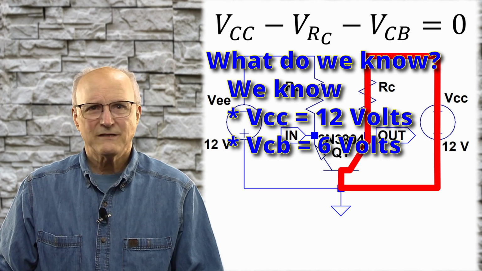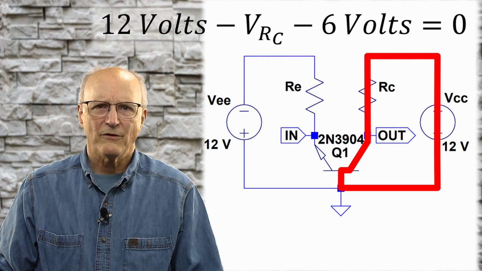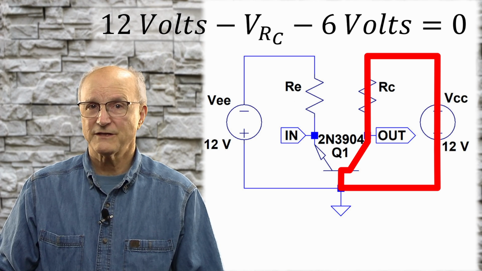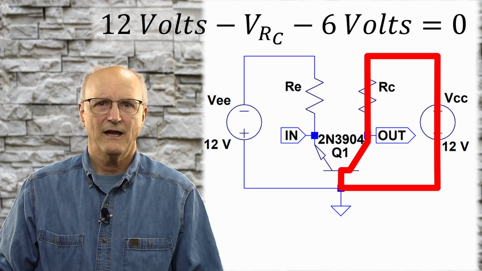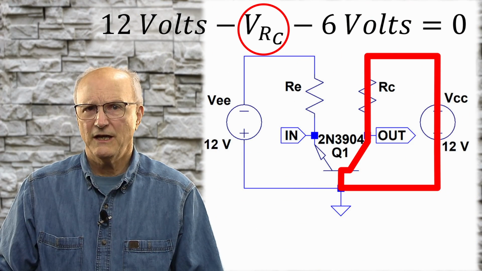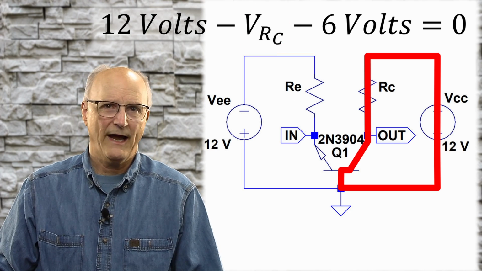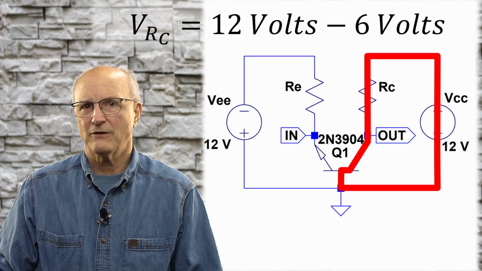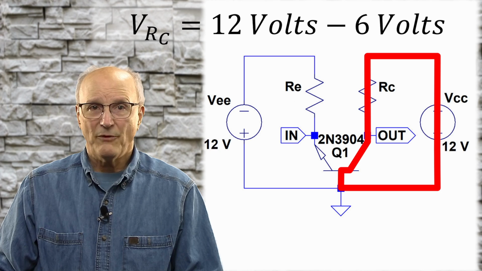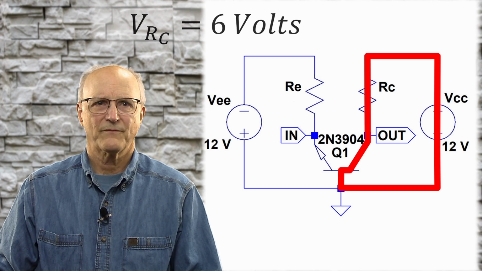Let's substitute these values in our Kirchhoff's voltage equation and we get 12 volts minus the voltage across the collector resistor, VRC, minus 6 volts equals 0. Now we're interested in the value of VRC, so we add VRC to both sides. Now we have VRC is equal to 12 volts minus 6 volts. Doing this simple math, we now know that VRC is 6 volts.